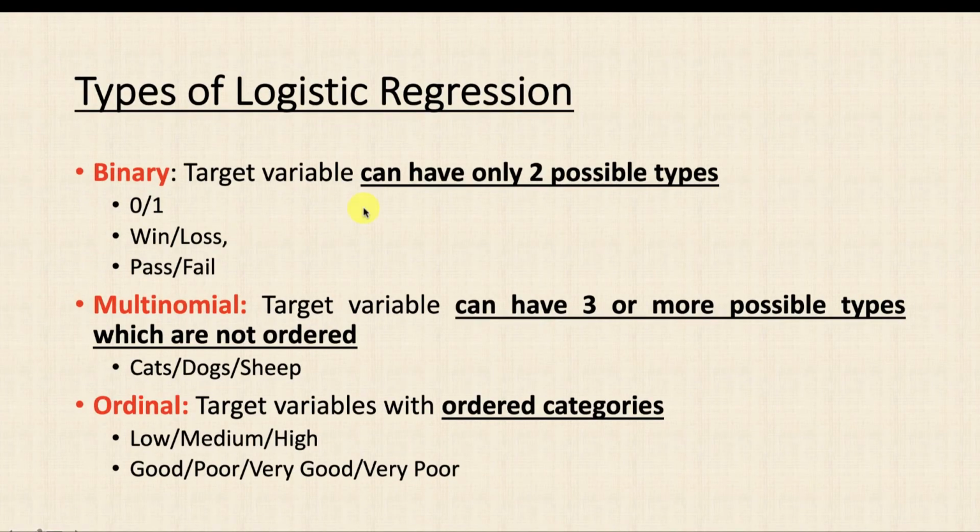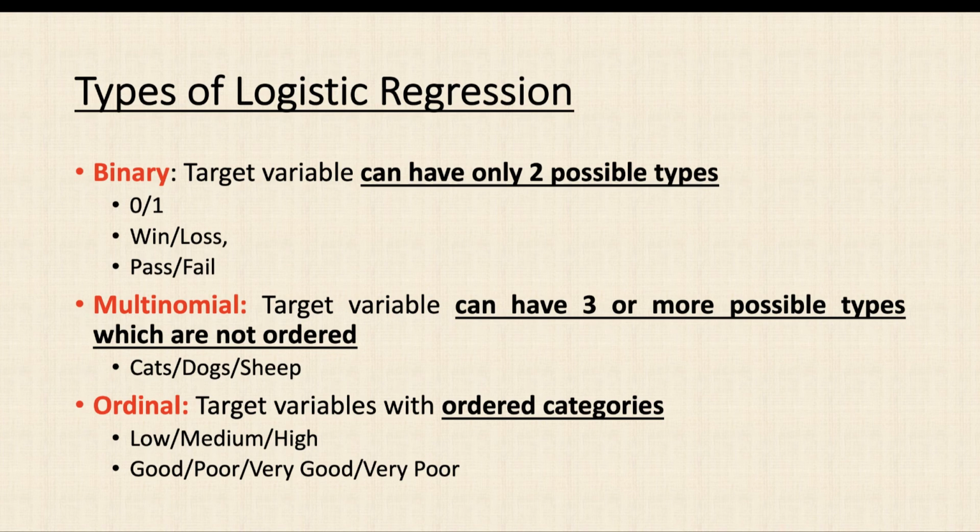Now, in this logistic regression, there are three main types. One is binary, meaning a target value can have only two possible types. Either it is a 0 or 1, either win or loss, or pass or fail.